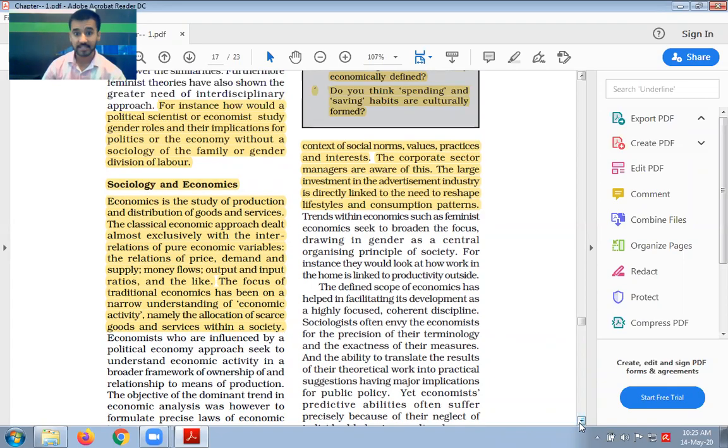The corporate sector. Now, what is the corporate sector? The large scale industries and big companies come under the corporate sector, right? The corporate sector managers are aware of this. They are always aware of the culture of the people, and what interests people have. They always try to understand certain things. The large investment in the advertisement industry is directly linked to the need to reshape lifestyle and consumption patterns.